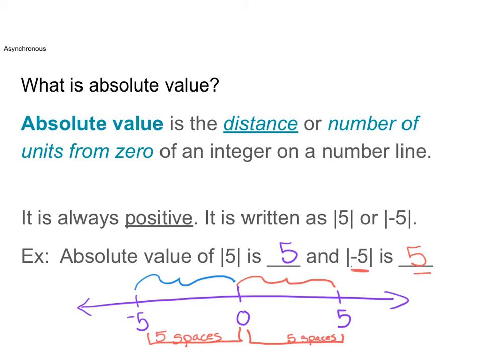Now remember, if you go back over here, it's always positive, okay? These little bars right here mean absolute value, okay? So these are absolute value bars, okay? That's kind of like a symbol telling you to take the distance from it. All right.